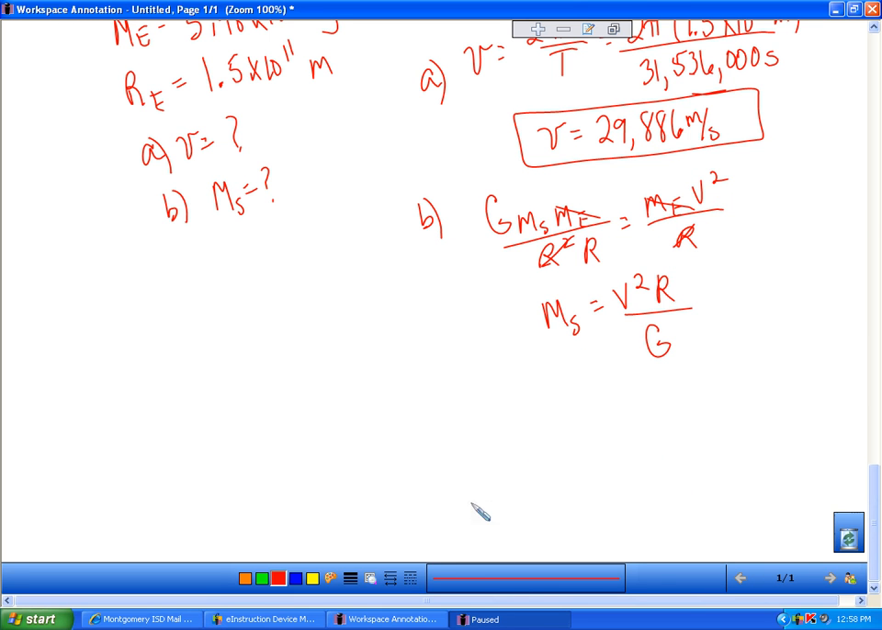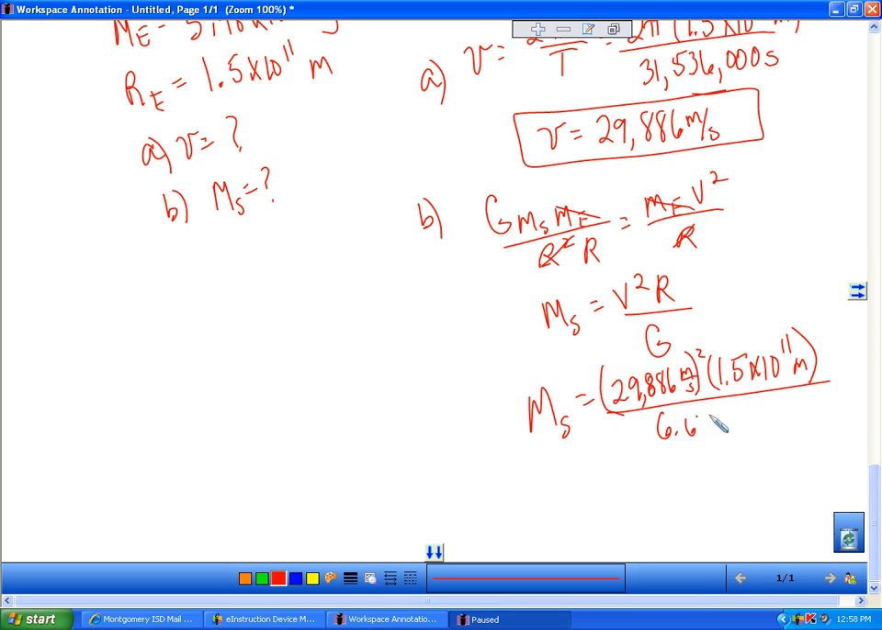Now, I already know everything, so for the mass of the Sun, the speed was 29,886 meters per second. So there's my speed. I'm going to square that and multiply it by the orbital radius, which is 1.5 times 10 to the 11th. And that's simply the distance from the center of the Earth to the center of the Sun. And big G is 6.67 times 10 to the negative 11th newton meter squared over kilogram squared. So the mass of the Sun is 1.99 times 10 to the 30th kilograms.